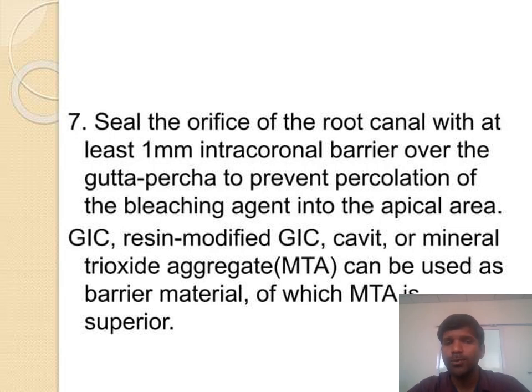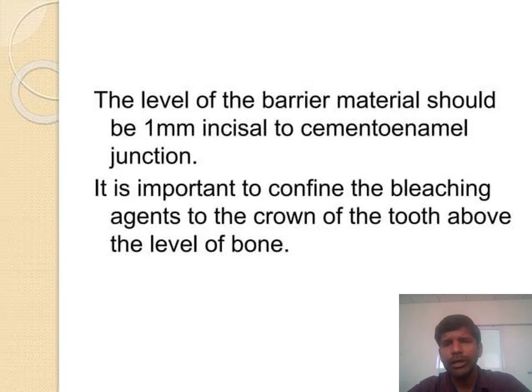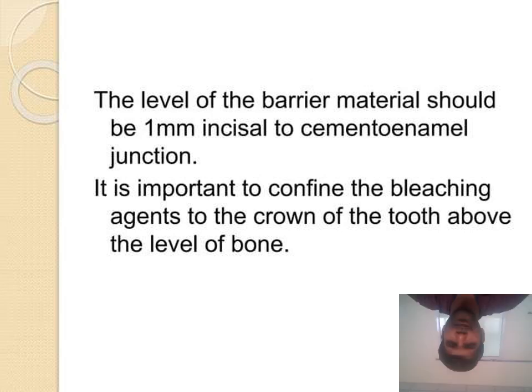GIC, glass ionomer cement, or resin modified glass ionomer cement, or Cavit, or mineral trioxide aggregate, or Biodentine can be used as barrier material, of which MTA is superior to all. The level of the barrier material should be 1 mm incisal to the cemento-enamel junction. It is important to confine the bleaching agents to the crown of the tooth above the level of bone.